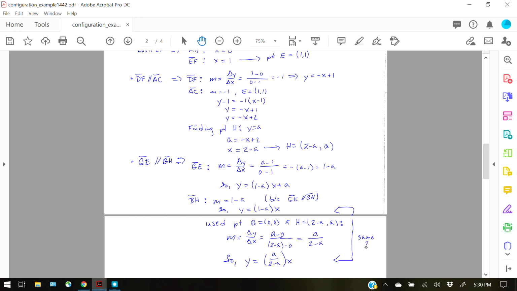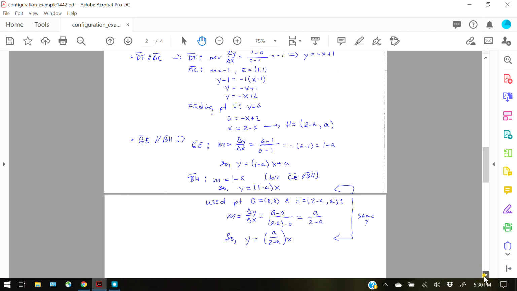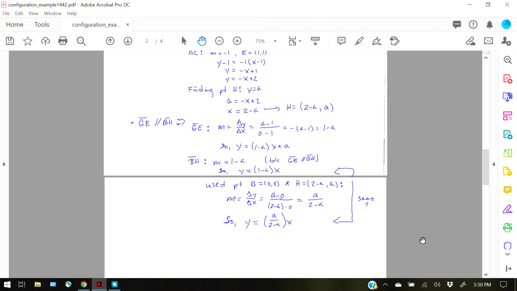I'm going to put a question mark there. Not that we really question it, but that it should be the same. So what do we want to do? We'd like to solve for a. We now have two different expressions that involve a, and they're supposed to be equal. So we'll set them equal to each other.